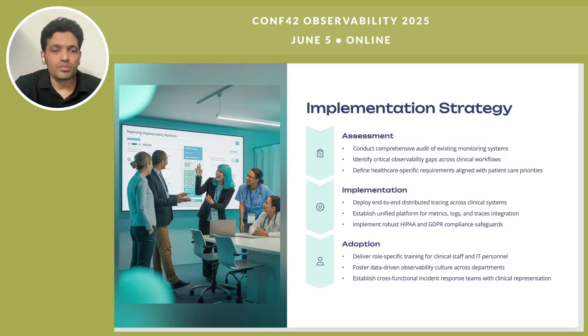Finally, adoption. Train clinical and IT staff, foster a data-driven culture, and build cross-functional response teams. This strategy ensures observability aligns with patient care priorities. Let's see how these components fit into a broader framework.